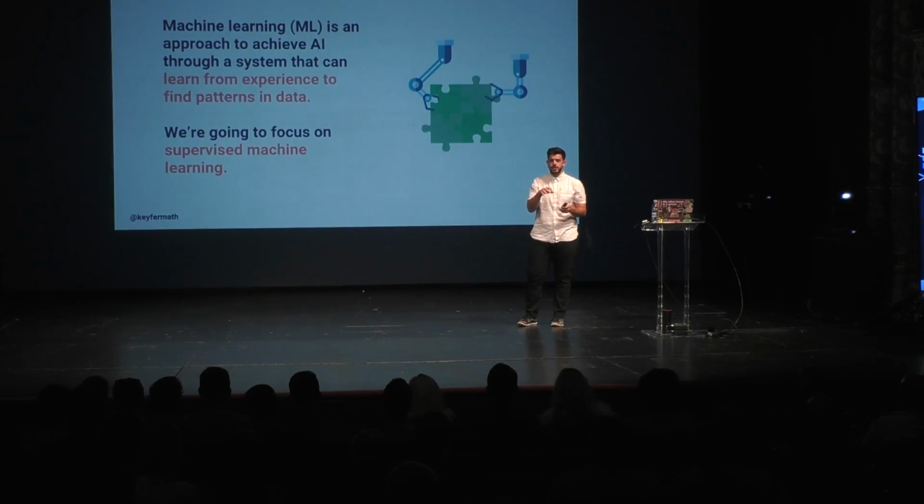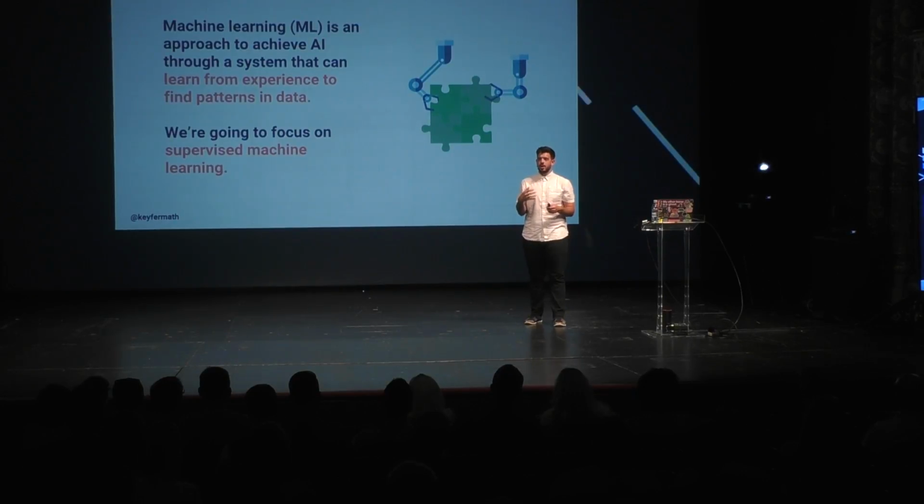There are two main types of machine learning. One is supervised machine learning, and one is unsupervised machine learning. Supervised machine learning is when the data we give our models is labeled.